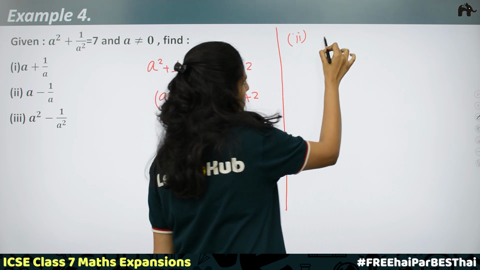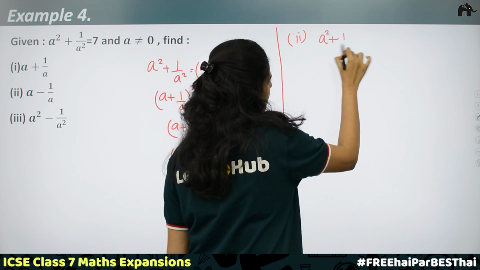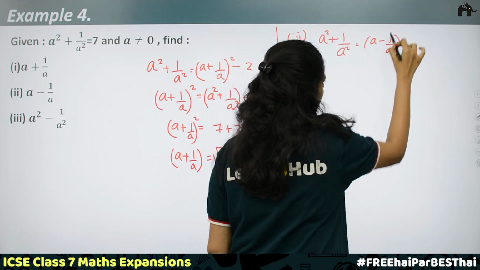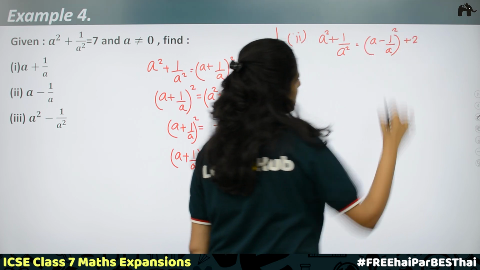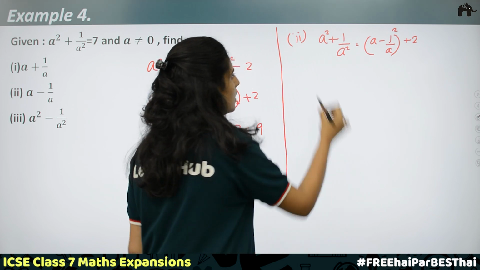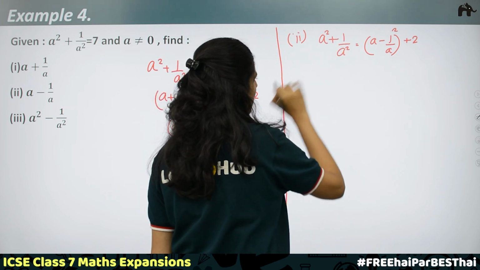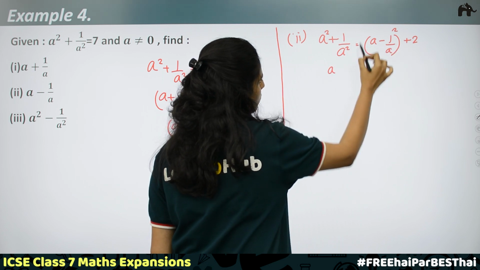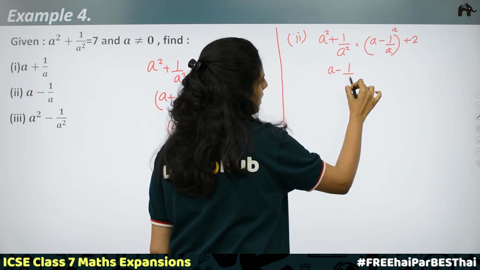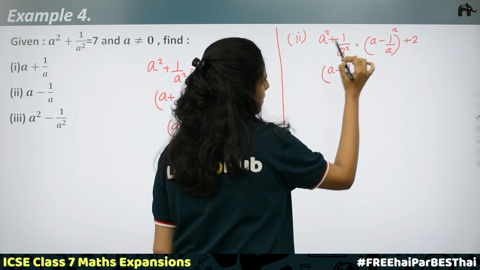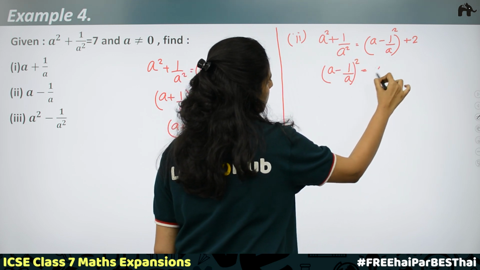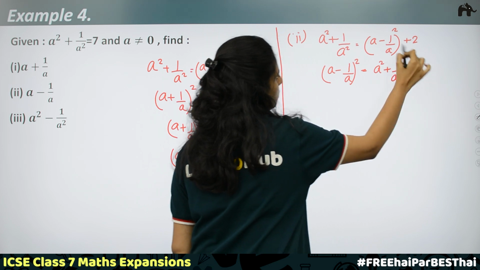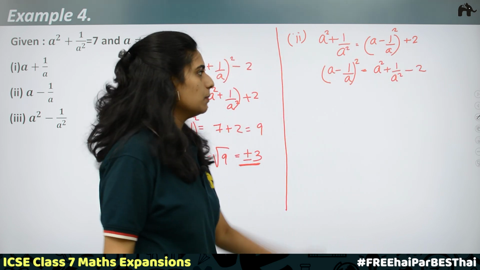To get a minus 1 by a, we have a square plus 1 by a square is equal to a minus 1 by a whole square plus 2. This identity we are going to use. So, a square plus 1 by a square is equal to this thing. So, here we are taking a minus 1 by a whole square to the left hand side. It will be a square plus 1 by a square minus 2. Positive 2 taken to the opposite side becomes minus 2.